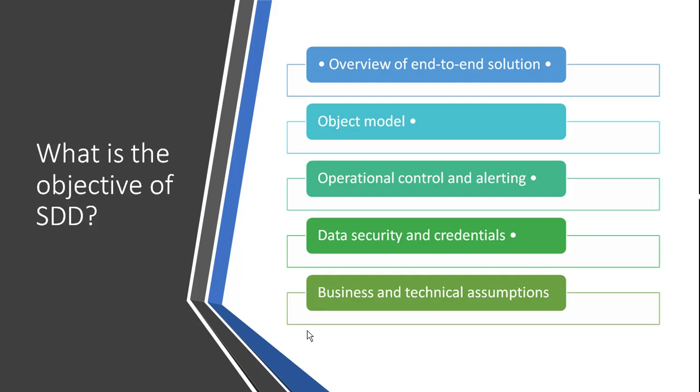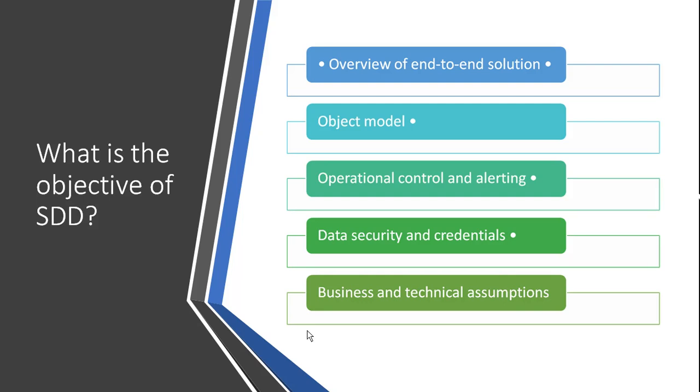That is the reason for the solution design document structure. Object model: what are the objects, how the objects have been designed, what operation controls we can use, and scheduling, alerting and jobs, and data security, like how we use ADO objects or Active Directory or credential vault, how the data is secured, and business and technical assumptions. Mainly we have to give assumptions to succeed the process.